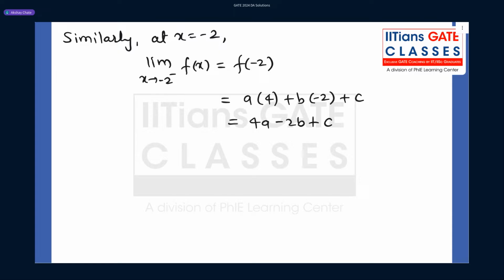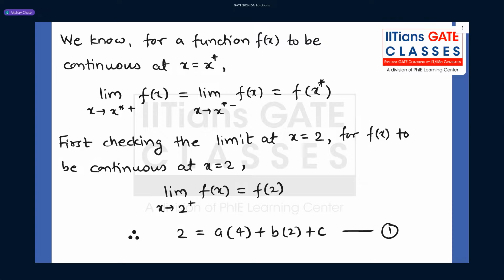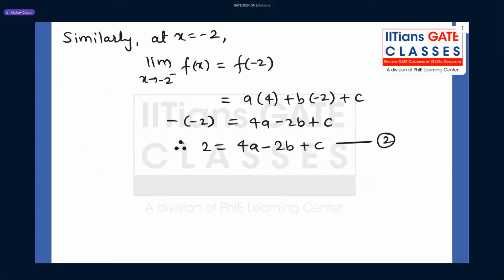And what is the limit? It is -x. So if you put -2 in -x, x is -2, therefore it is 2, equal to 4a minus 2b plus c. So this is your second equation. Now if you compare equation 1 and 2, I'll write here only, equation 1 is 2 equal to 4a plus 2b plus c.